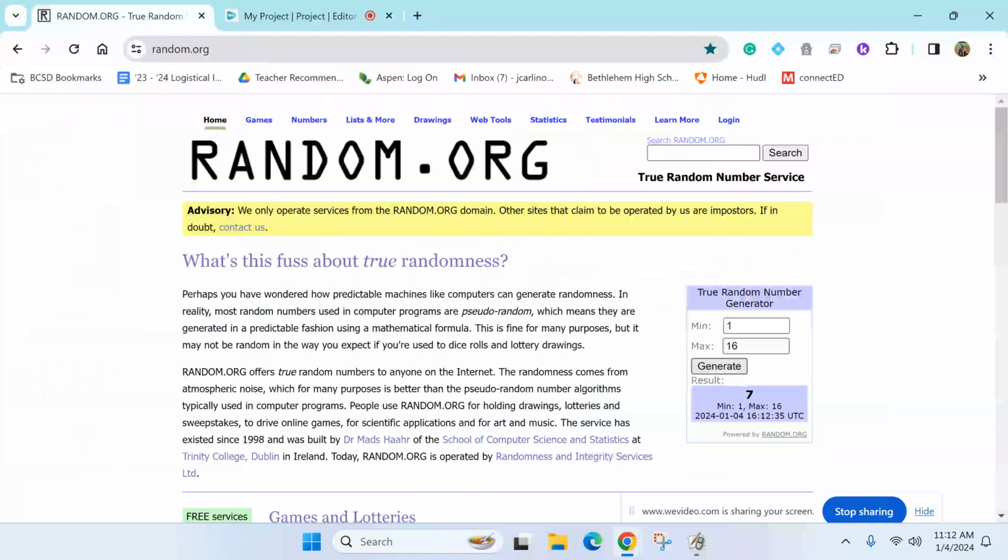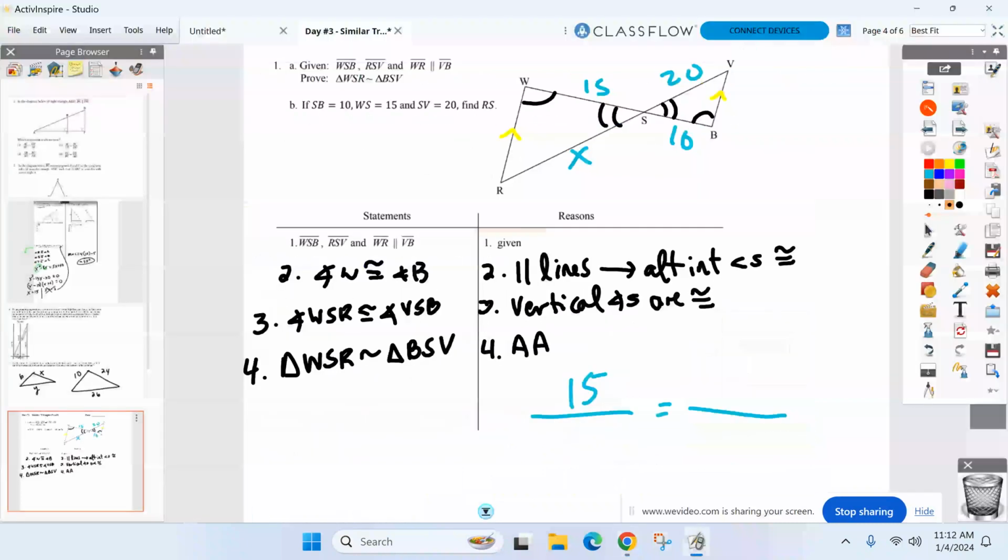Tell me the length or the side name. Doesn't matter. Amy, what's it match up with? SB. SB, good, of 10. Now, again, this is how I do my proportion. I always do 2 sides that correspond.